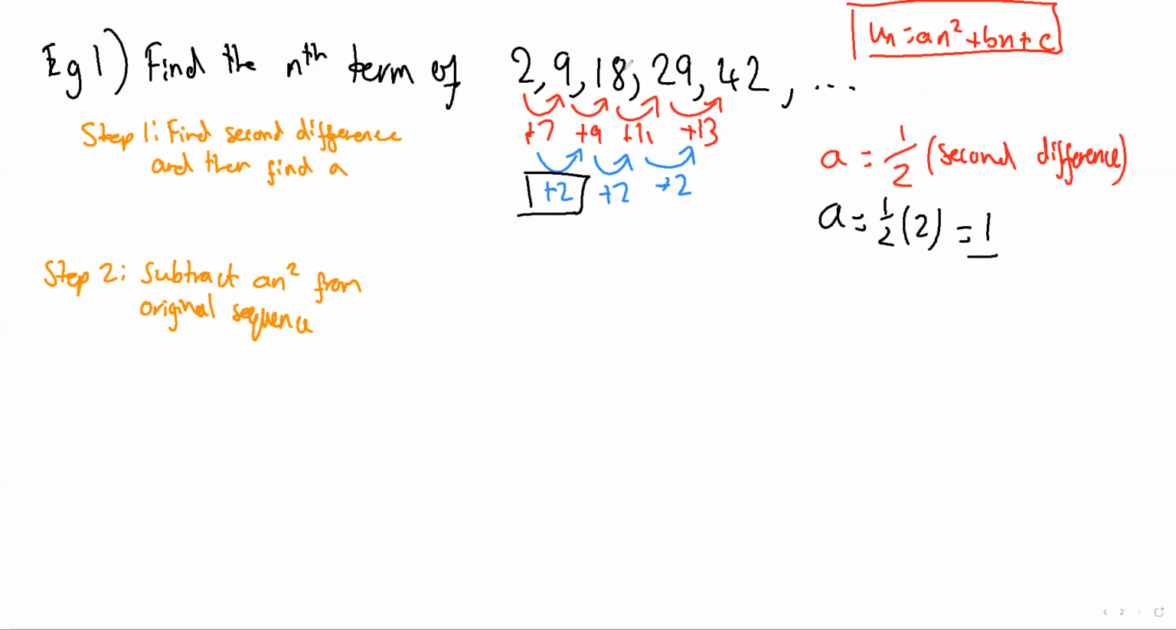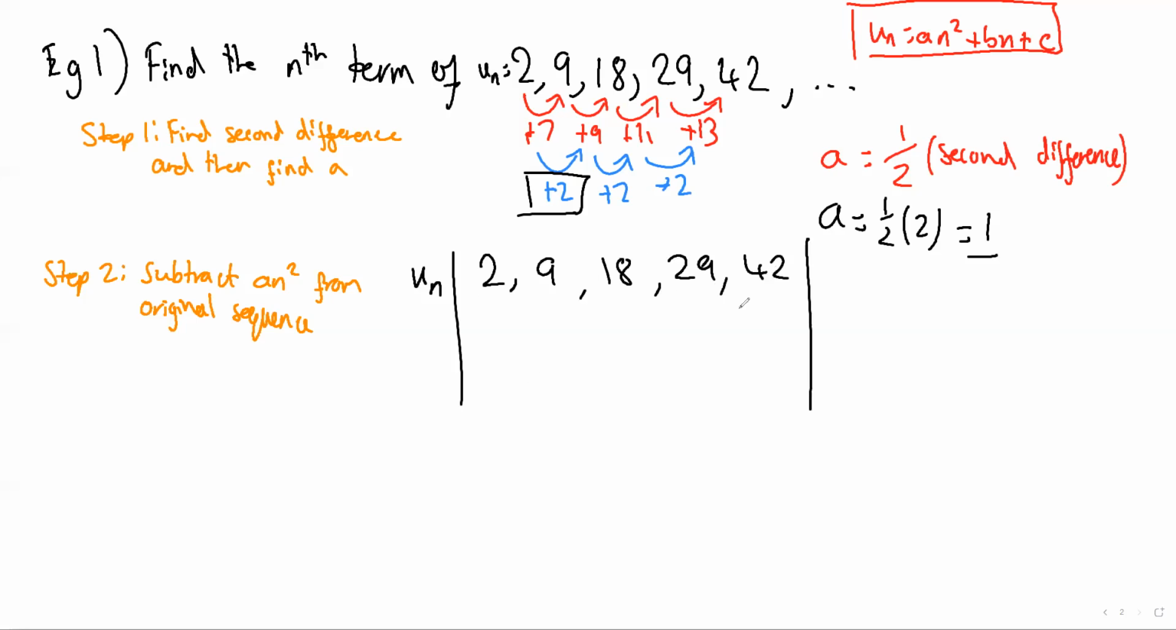Okay, so let's do that. We have u_n, which is our original sequence: 2, 9, 18, 29, 42. And remember, we're using the first 5 terms. Then we want to subtract an squared.